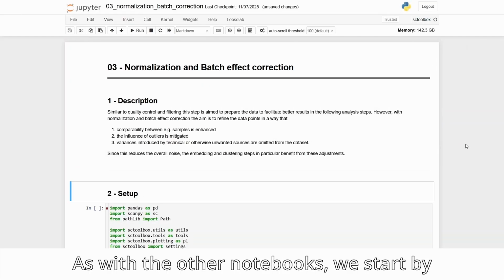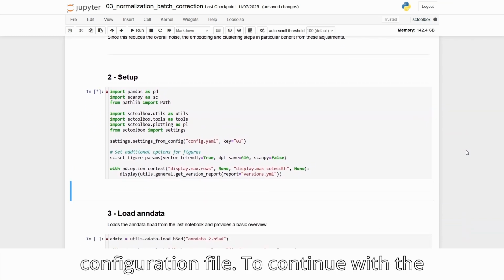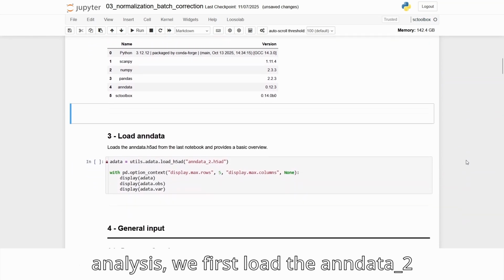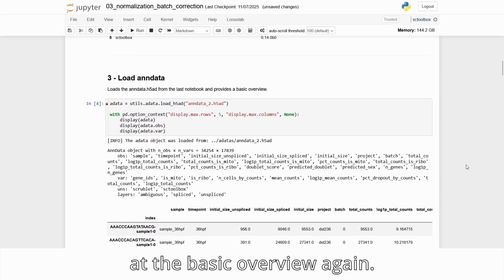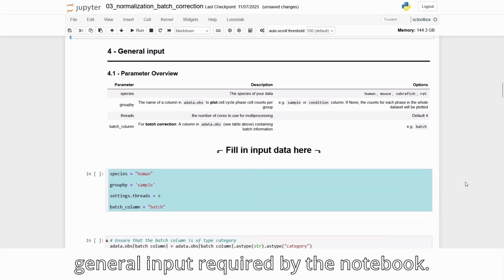As with the other notebooks, we start by loading all the required packages and the configuration file. To continue with the analysis, we first load the anndata_2 file, saved by the QC notebook, and look at the basic overview again. Then we continue by filling out the general input required by the notebook.